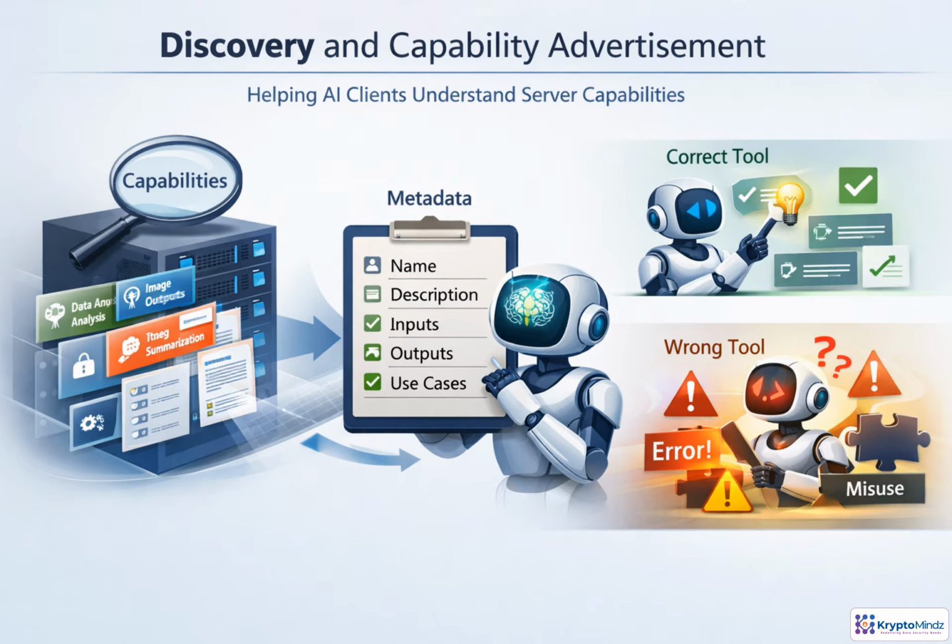Discovery works because the server advertises what it can do, instead of forcing the client to guess. Each capability needs useful metadata: a clear name, a plain language description, expected inputs, output shape, constraints, authentication needs, examples, and any side effects. AI clients use this information to choose the right capability and call it correctly. If the metadata is vague, the model may choose the wrong tool or misuse the right one. Strong capability advertisement makes integrations more reliable, safer, and easier to trust.